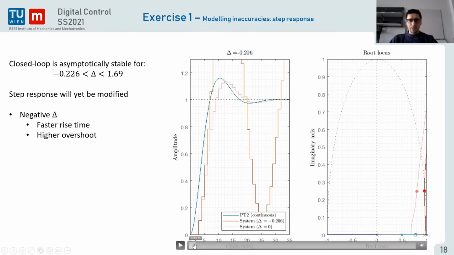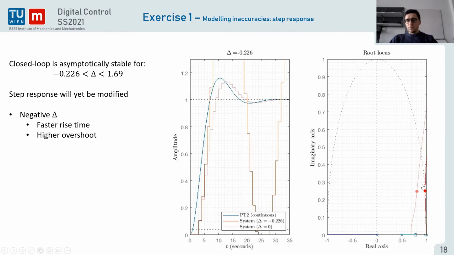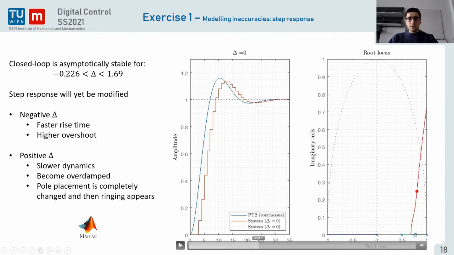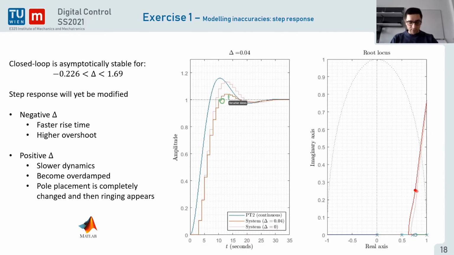So if I keep increasing at one point, you can see on the root locus that it's almost getting out of the unit circle. And on the step output response, you can see that the oscillations are not damped anymore. Now we can do the same analysis for a positive delta. So for a positive delta, the system will show smaller oscillation, but will also be slower. So it's slower because the rise time is slower, but the overshoot is also smaller. So it's like having a higher damping ratio in that sense.